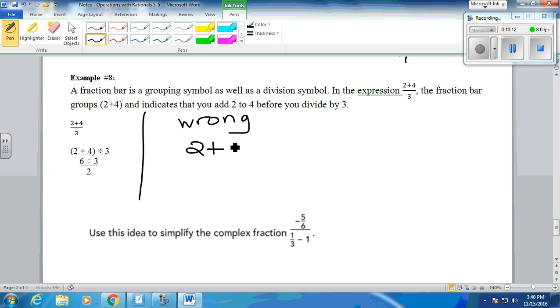If you do not, this is what you will do, and this is wrong. You would end up getting 2 plus 4 divided by 3, and by order of operations, you would have to do the division first, and that is wrong. You need to simplify the addition. All right? So we're going to look at this next one.